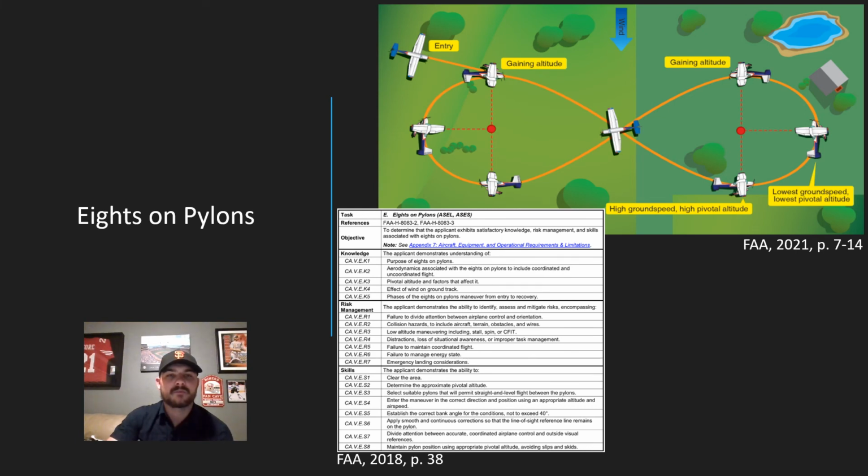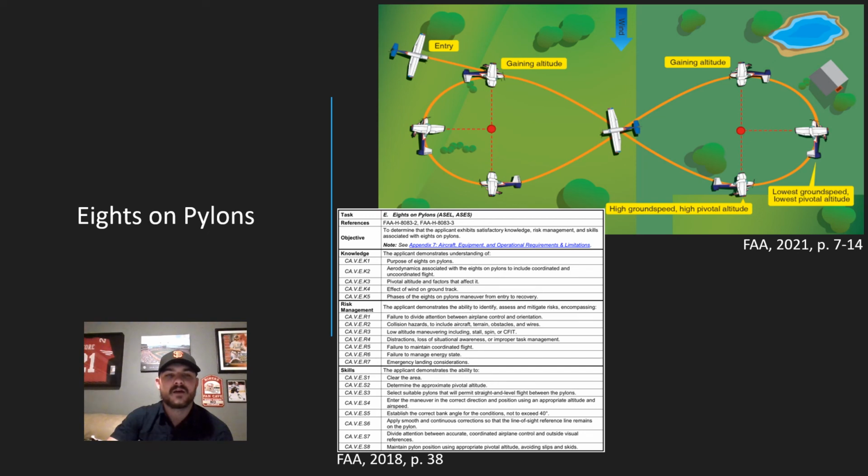When performing 8s on pylons, altitude is adjusted throughout the maneuver to account for wind while maintaining the same line of sight from the eyes through the lateral axis of the plane into the pylon. The proper altitude for 8s on pylons is referred to as pivotal altitude and is dependent on ground speed. Pivotal altitude can be found by squaring the ground speed, dividing that by 15 miles per hour or 11.3 for knots, then adding the mean sea level of the ground reference.